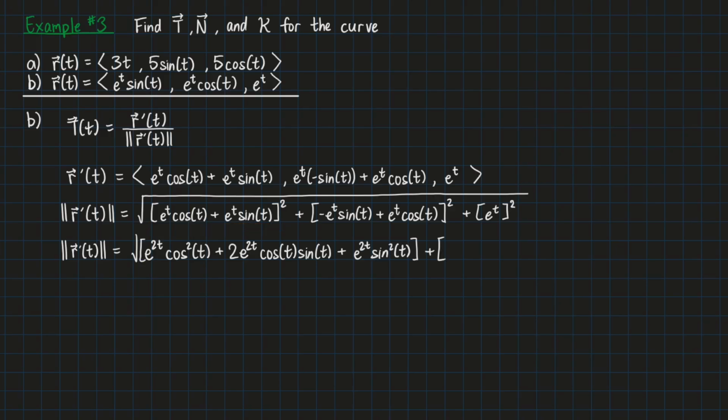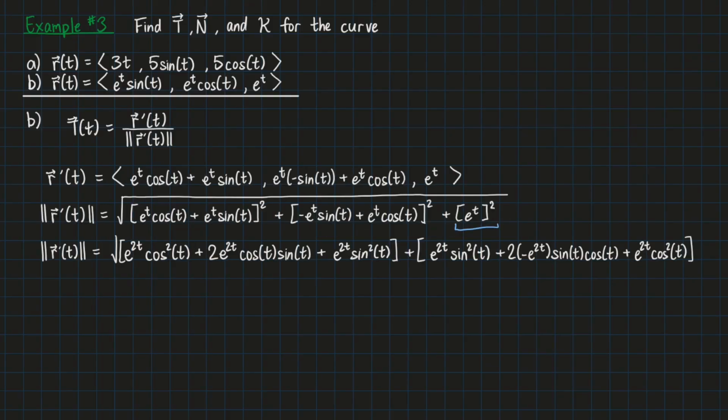Now we need to square this term. So first we square negative e to the t sine of t. Negative e to the t times a negative e to the t is a positive e to the 2t. And then we have sine squared of t. And then we add this to 2 times negative e to the t times sine of t times e to the t times cosine of t. The negative e to the t times the e to the t gives negative e to the 2t, and then we multiply the sine and cosine. We add this to the square of e to the t cosine of t, and then we add e to the 2t.